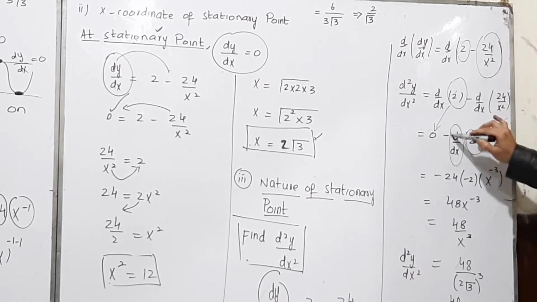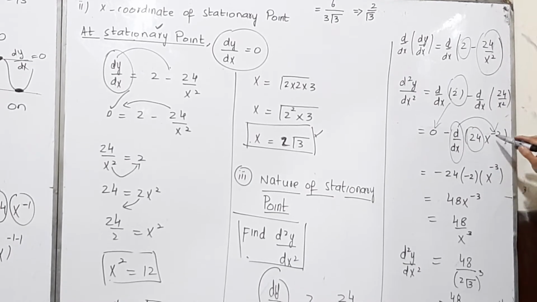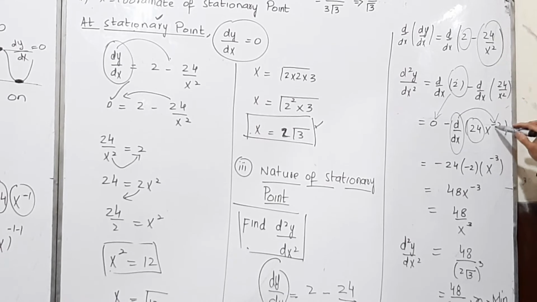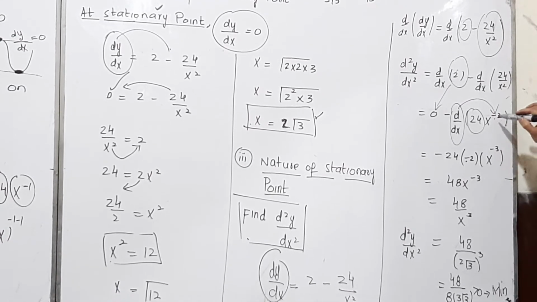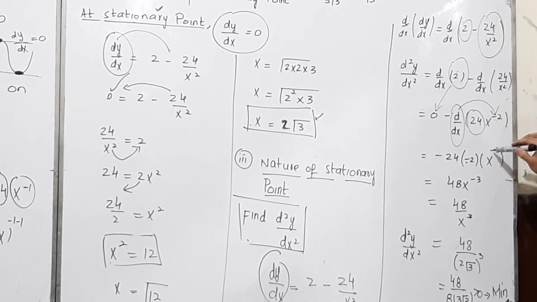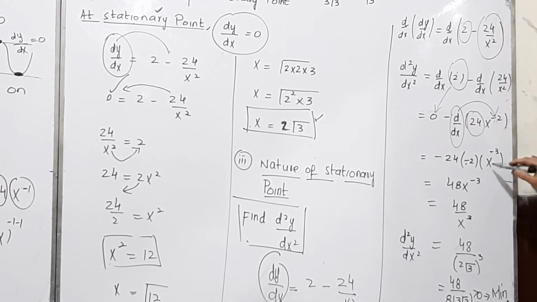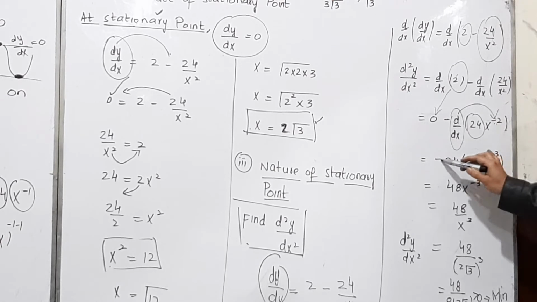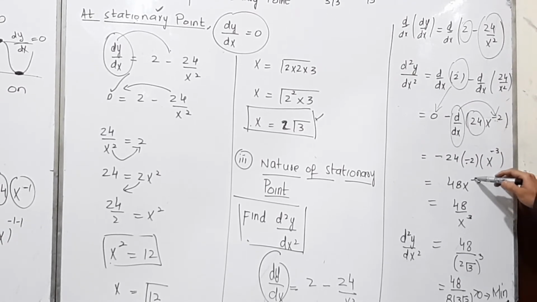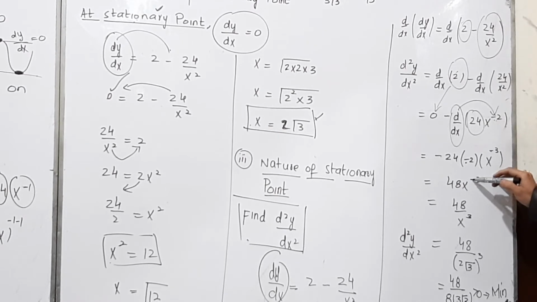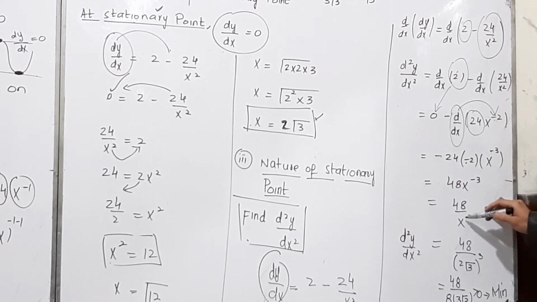Now we will take the derivative of x to the power minus 2. So we will apply the power rule here, shift minus 2 to the front, decrease minus 2 by 1, that will become minus 3 according to the power rule. Now this is the derivative. Minus 24 and minus 2 will be 48, x raised to the power minus 3. Because the power is minus here, you can move it to the denominator, so it will become x to the power 3.